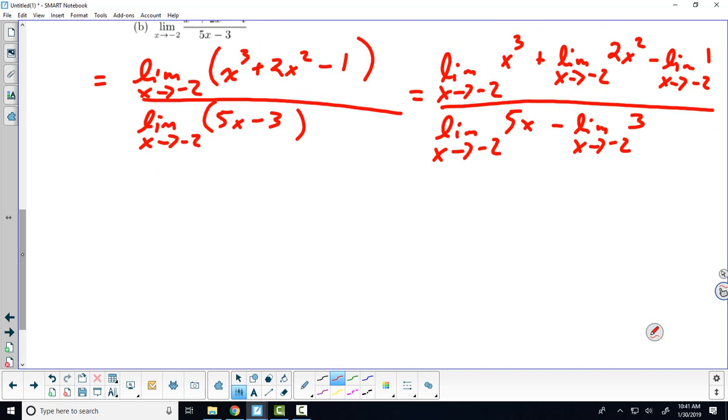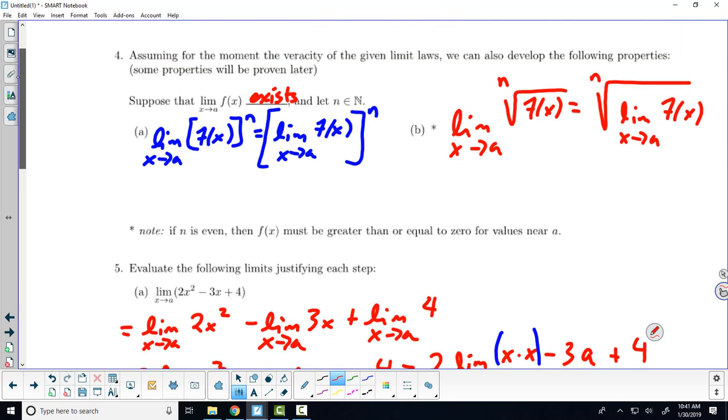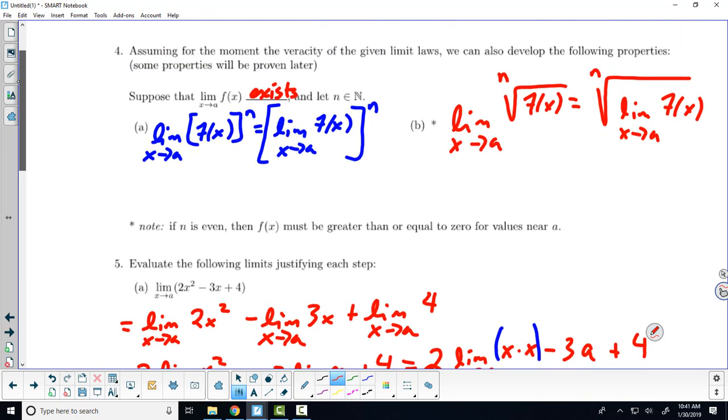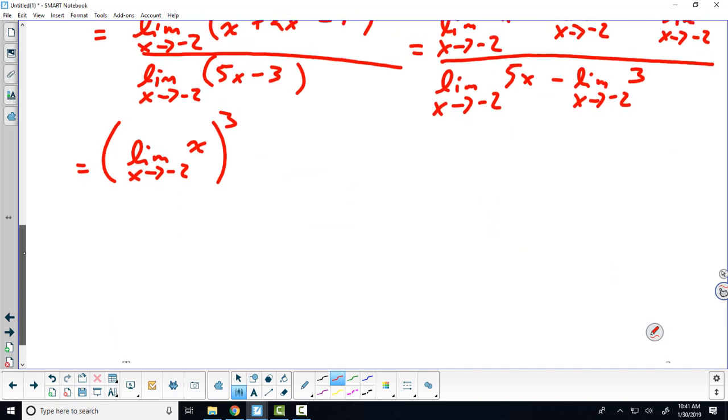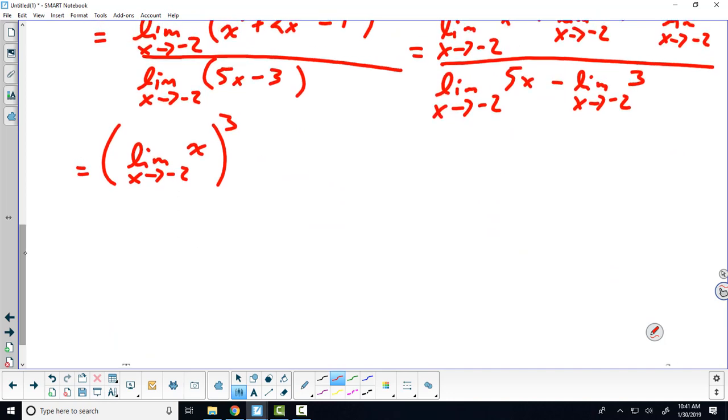So in the numerator, I'm going to rewrite the first term as the limit as x approaches -2 of x all to the third power. Everyone see what I did there? That's by the property that I just gave you up above. That says limits pass through power functions. I could have also written this as a product, x cubed as x times x times x, but that would just take more writing. So there's often many routes to arrive at the answer if you're using limit properties.